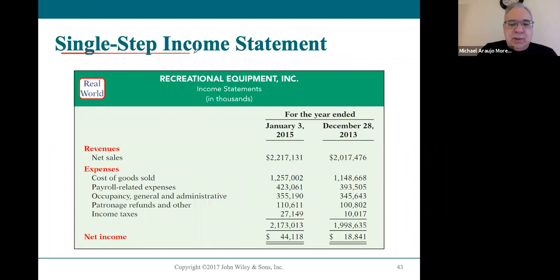So here's an example of a single-step income statement for this company, REI. I don't know, again, if you're familiar with Recreational Equipment Inc. REI is a retailer that sells anything from sporting goods to outdoor stuff. So it's sort of like a Dick's Sporting Goods and a Cabela's sort of wrapped into one.